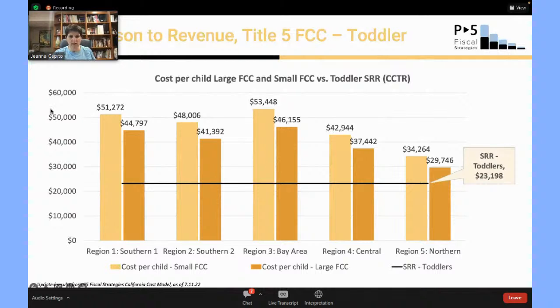Again, same approach in that the pale yellow is the small home, darker gold color is the large home. So again, the small homes cost a little bit more annual cost per child than the large home does. This is for a toddler. And so you see in the instance here for a toddler, because the revenue amount that's available under Title V for a toddler in a family childcare home is lower than the amount that's available to pay for an infant, that in this instance, the cost per child amounts are not covered by the available revenue under the Title V rate for a toddler, the $23,000.